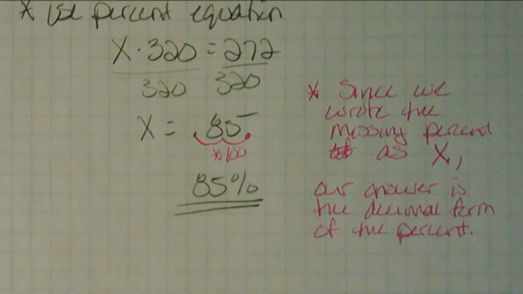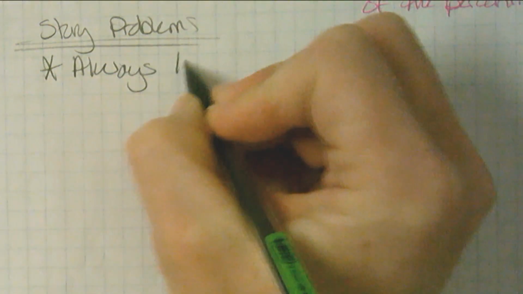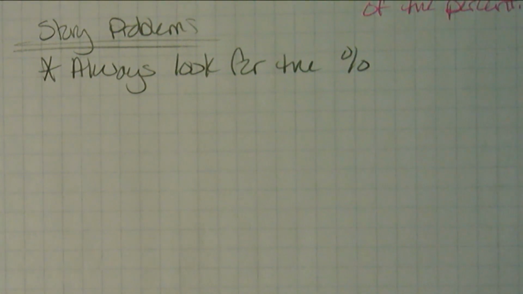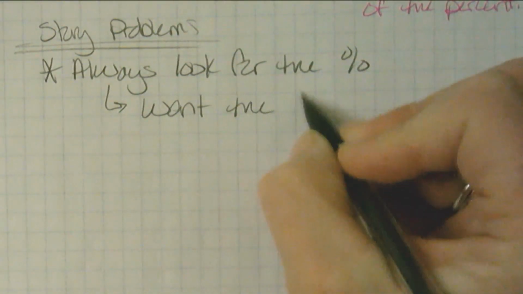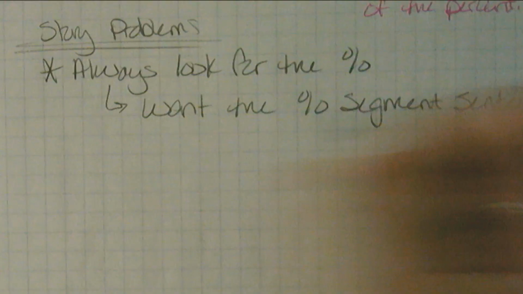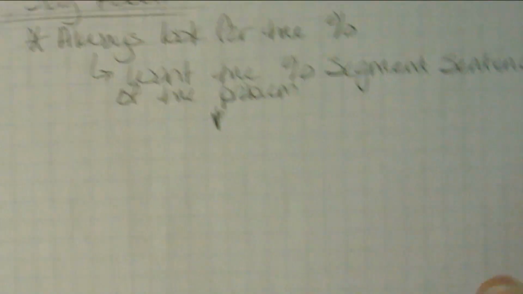Okay. So now let's talk about a story problem. When we talk about story problems, this is my biggest tip for you. Always look for the percent, whether it's missing or they've given it to you. Because we want the percent sentence of the problem. That is the beginning of our percent sentence.